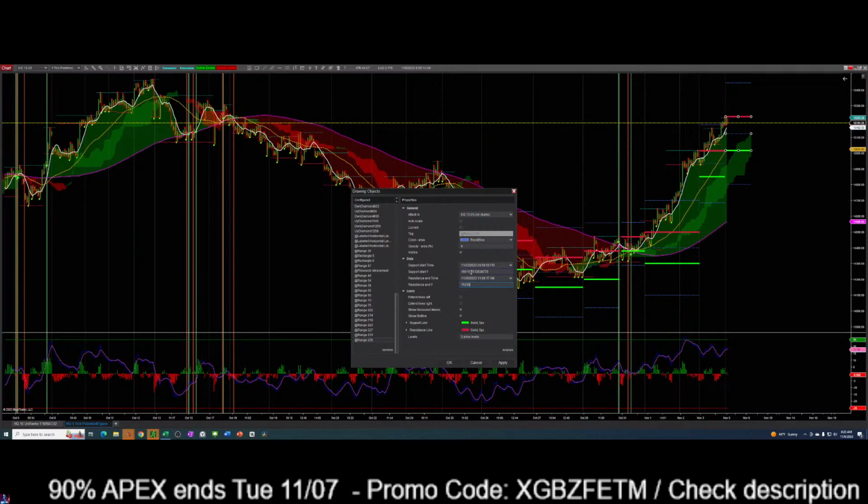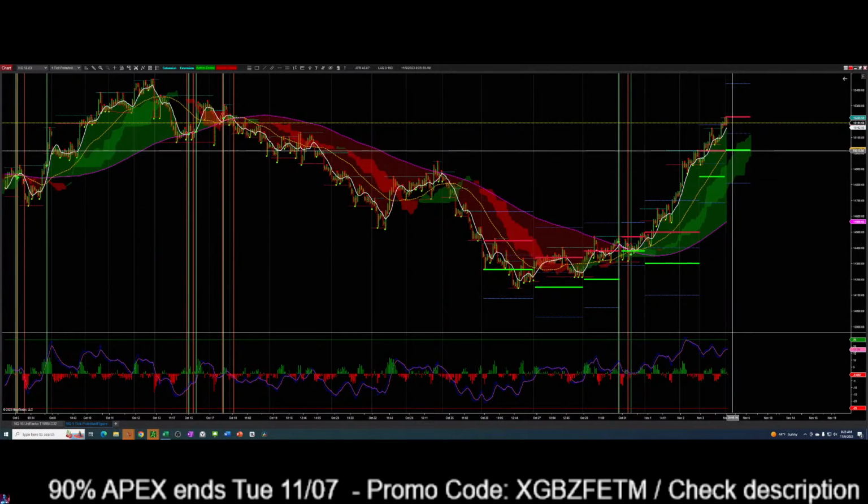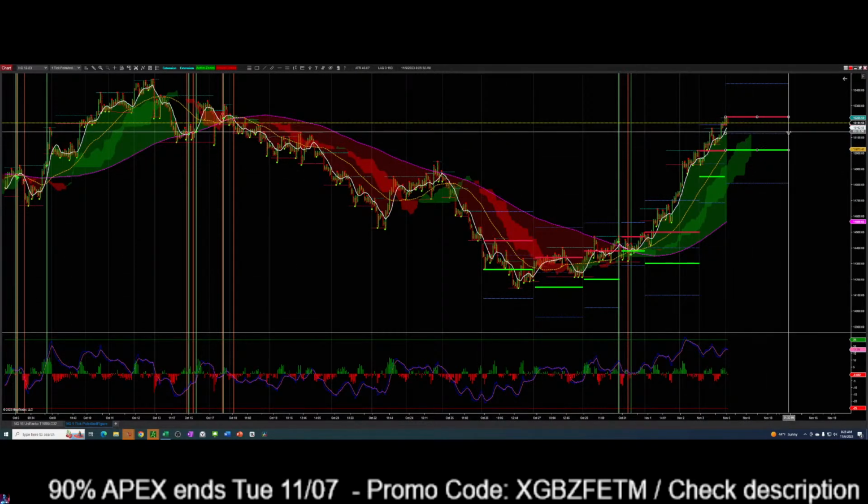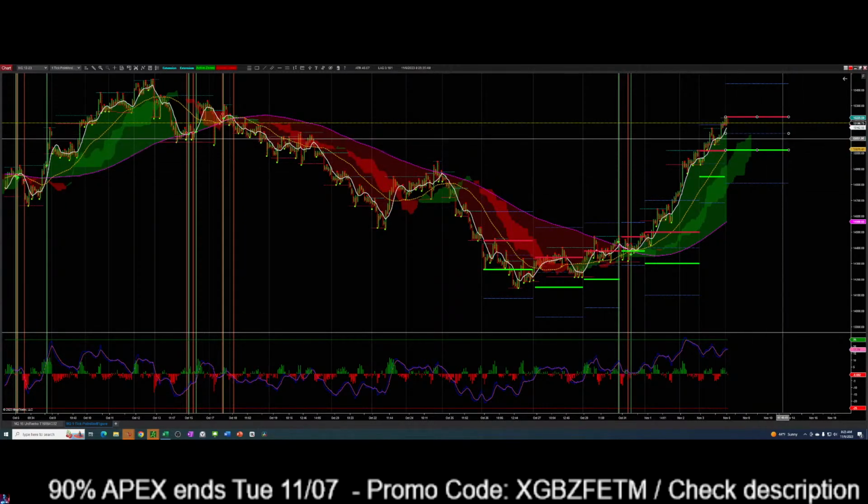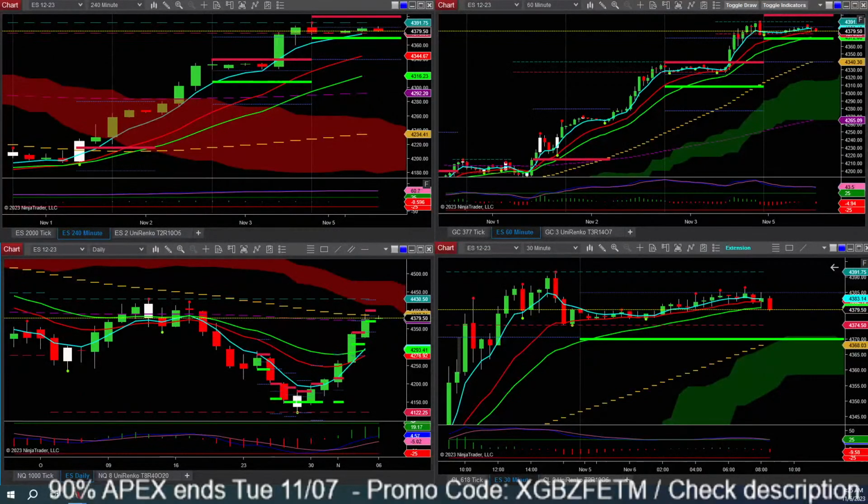15. $20. Yeah. Okay, so those are my levels. So let's see what it does, and then let's go back to the other monitor and check the levels on NQ.